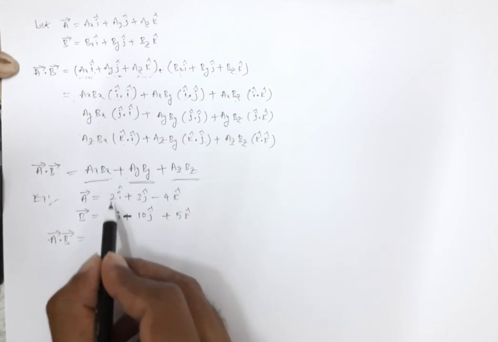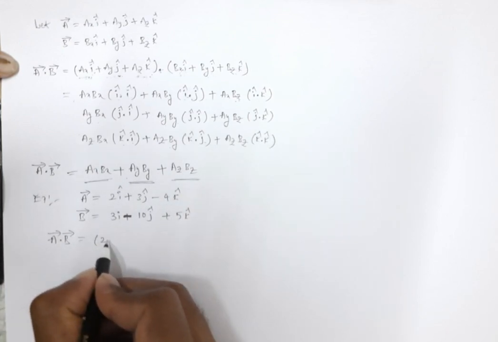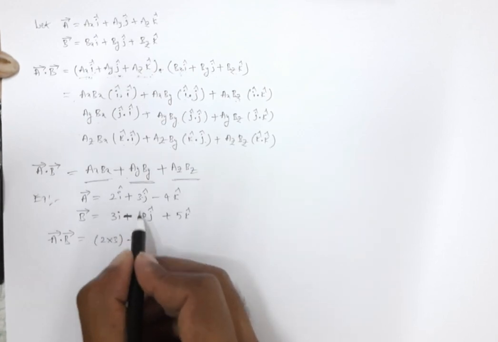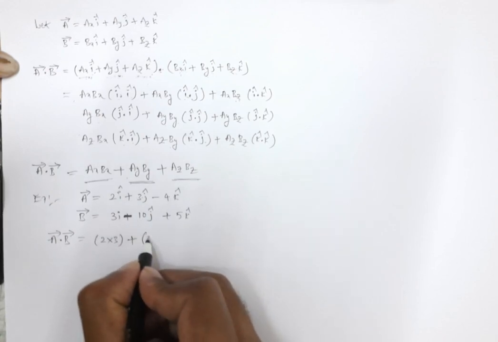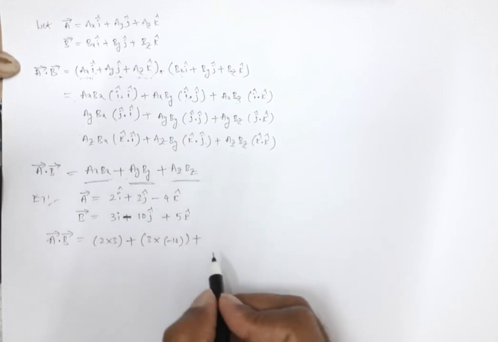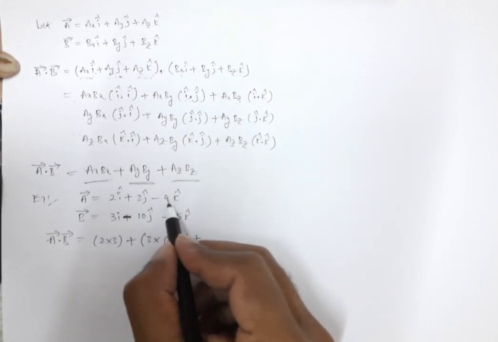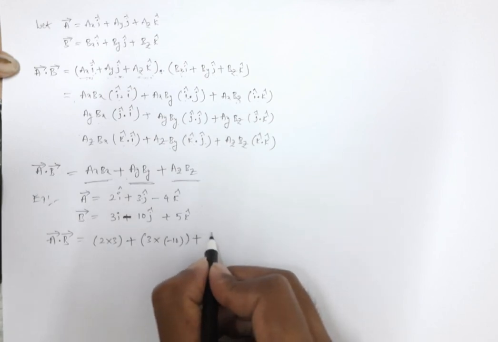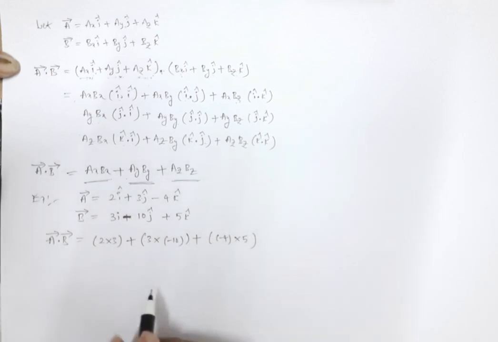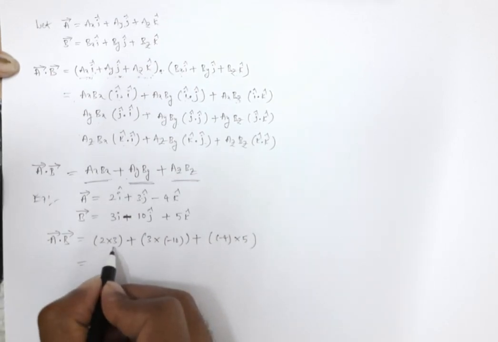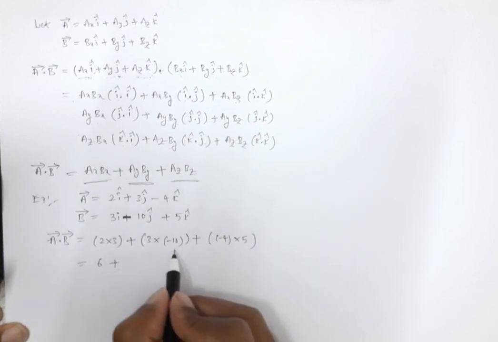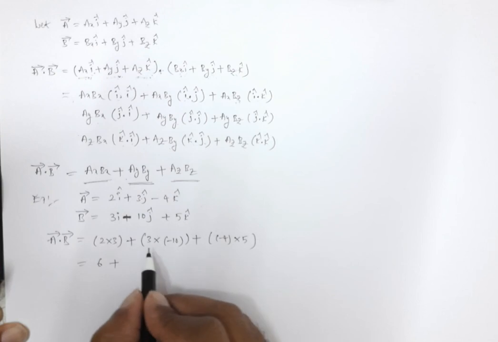Now take the x components product. What do we get? 2 into 3, plus y components: here we have 3 and here we have minus 10, so 3 into minus 10, plus the next one: minus 4 and 5, so minus 4 into 5. Just we take these values. So how much do we have? 3 2s are 6, plus 10 3s are 30.